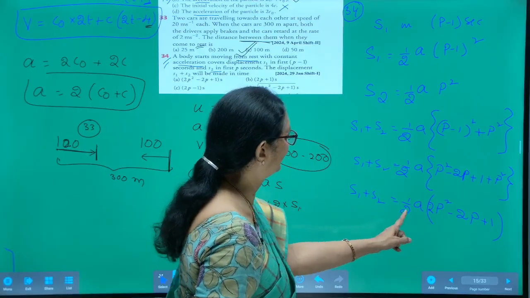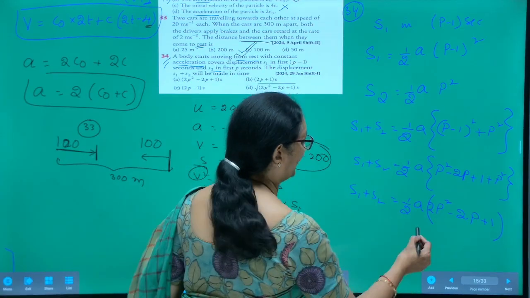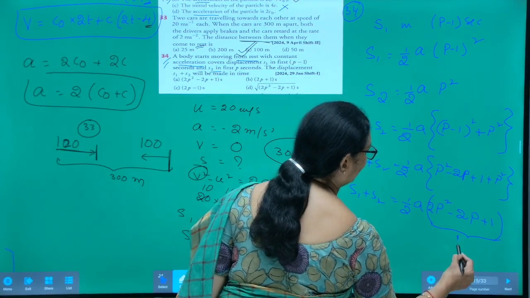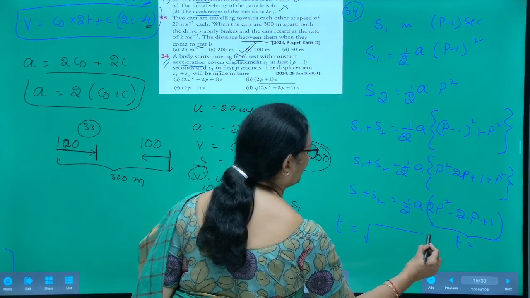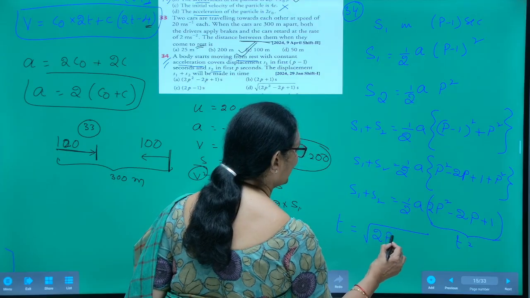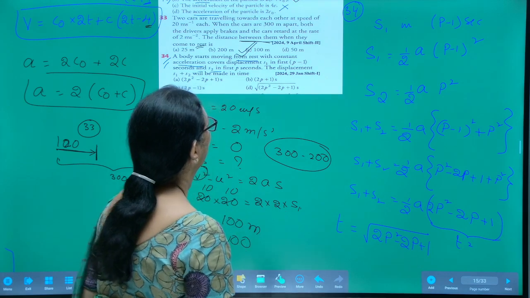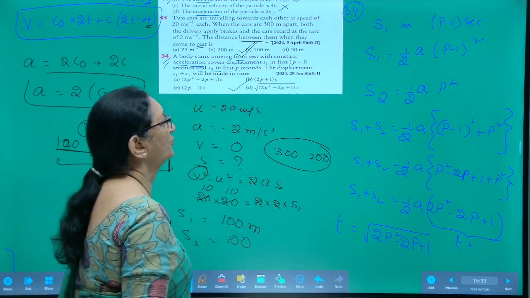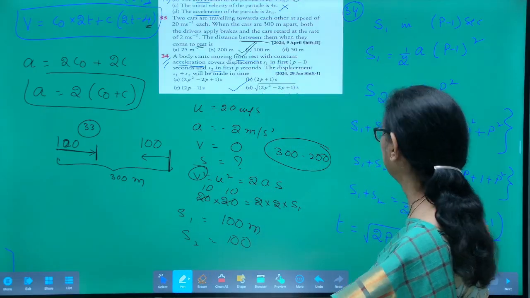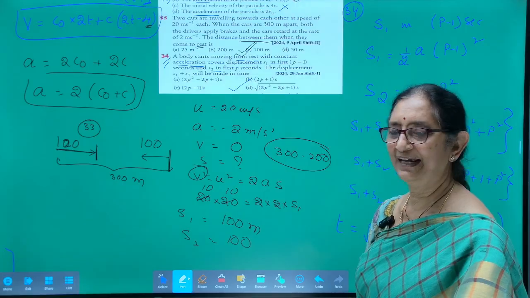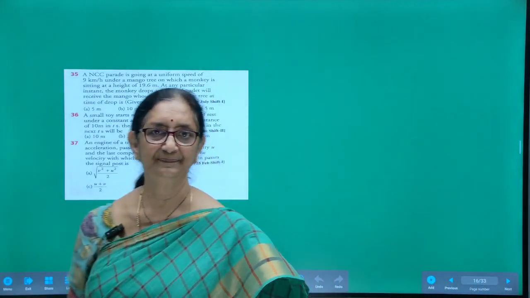If you compare this equation with S is equal to half A T square, in place of T square you have that. So the time taken is square root of 2p square minus 2p plus 1. So square root of 2p square minus 2p plus 1. That is the answer. Is it all? Now let us move on to the next problem.